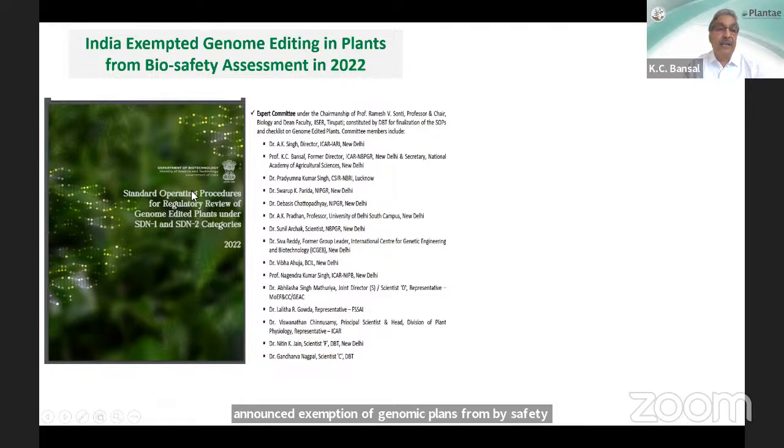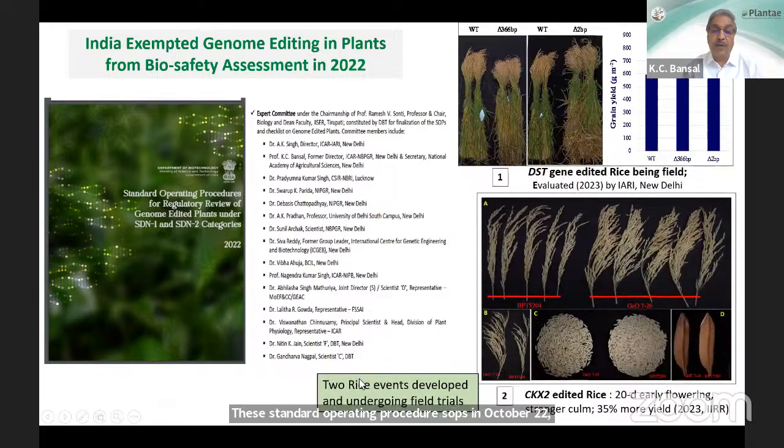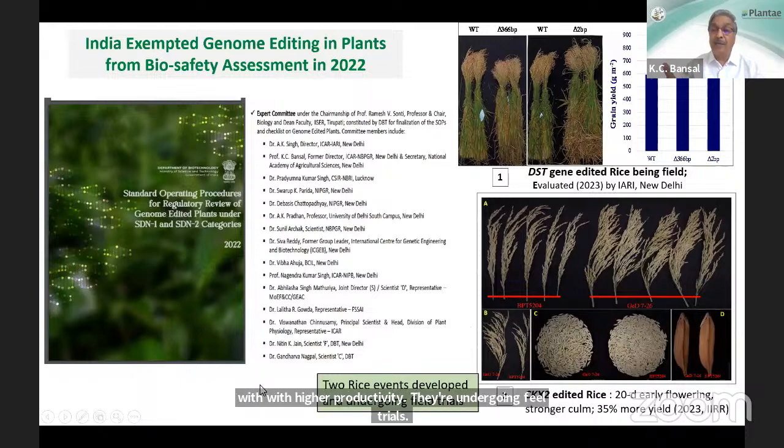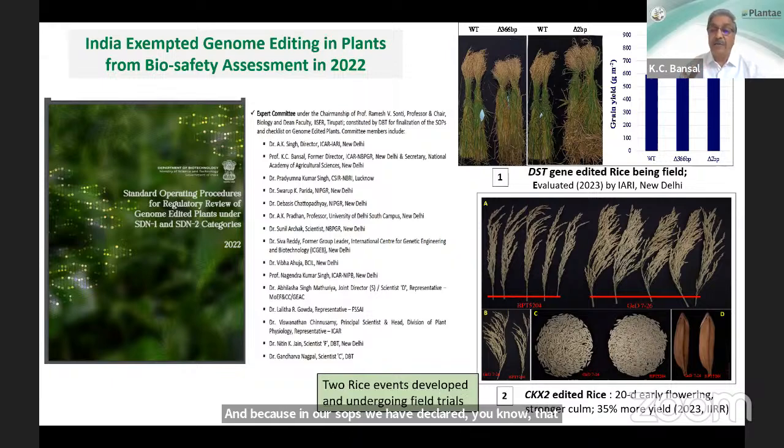And we developed the standard operating procedures, SOPs, in October 2022. Currently, 2 rice events developed with DST gene edited, which has 25% higher water use efficiency and about 10 to 20% higher grain yield, and the other with more cytokinin content in the meristematic tissue with higher productivity, are undergoing field trials as conventionally bred crops. Because in our SOPs, we have declared that if the absence of foreign DNA is scientifically proven, they are to be treated as conventionally bred crops. So these two have been tested and passed through that procedure using these standard operating procedures.